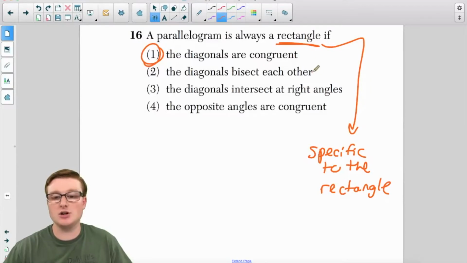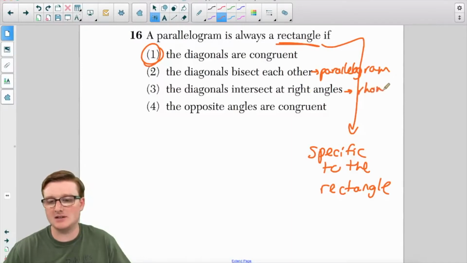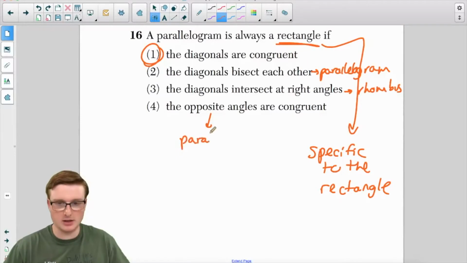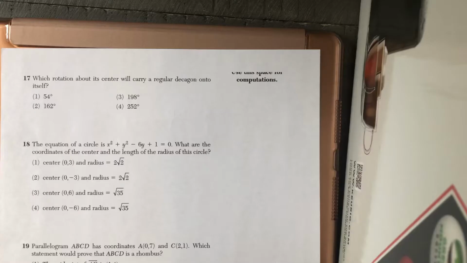Diagonals bisect each other? No, that is a parallelogram. That is way too vague. Diagonals intersect at right angles. No, that's a rhombus. That means that the diagonals are perpendicular. And the opposite angles are congruent? No, that is a parallelogram. So it has to be choice 1. Diagonals are congruent.